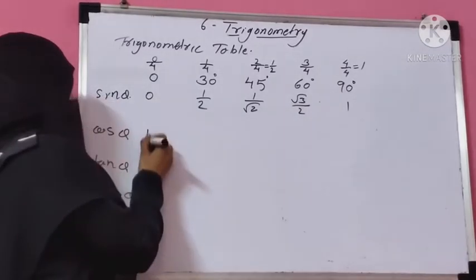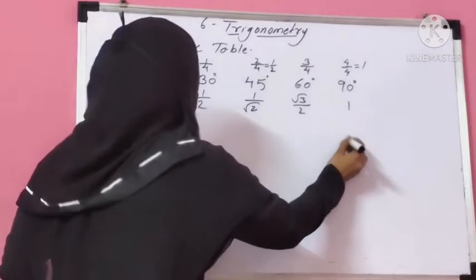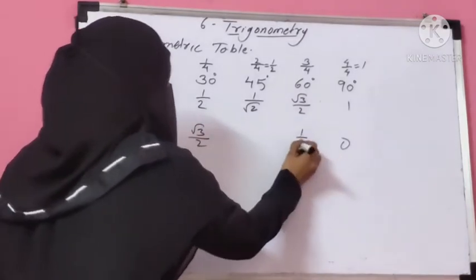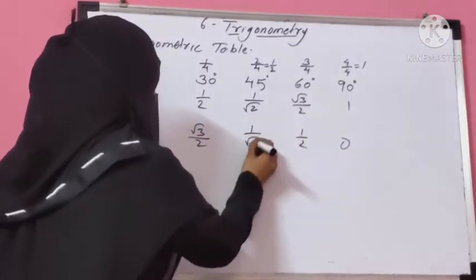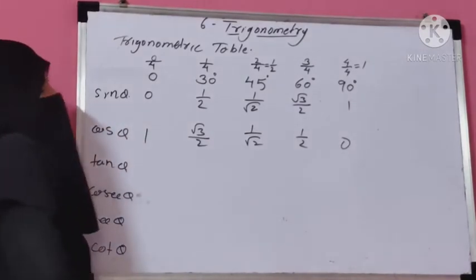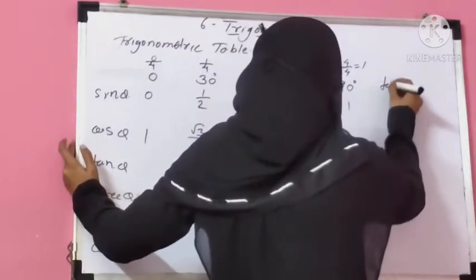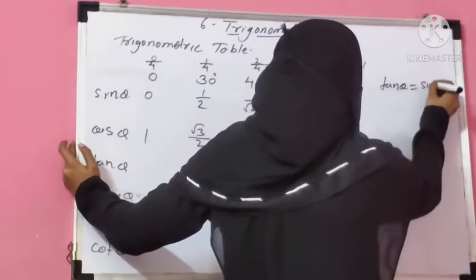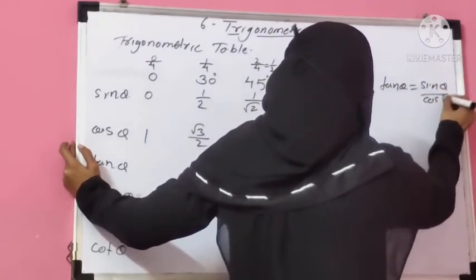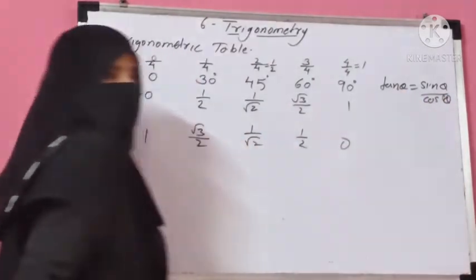1 shifted here, 0 here, root 3 upon 2 here, 1 upon 2 here, and this is same. Okay. Now you get cos theta. Now one more formula you have to remember. Tan theta is equal to sin theta upon cos theta. That means if you divide sin theta with cos theta, then you get tan theta.